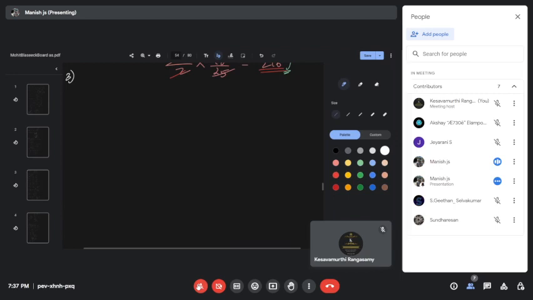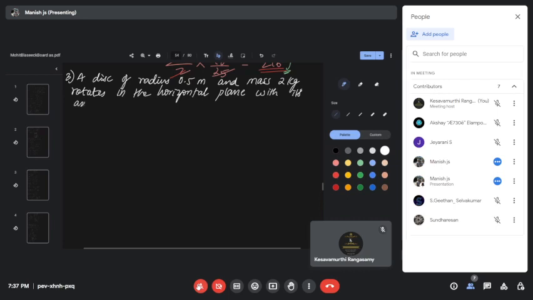Okay. A disk of radius 0.5 meters and mass 2 kilograms rotates in the horizontal plane with its axis as axis of rotation at the rate of 600 revolutions per minute. Okay, 6,000 revolutions per minute.